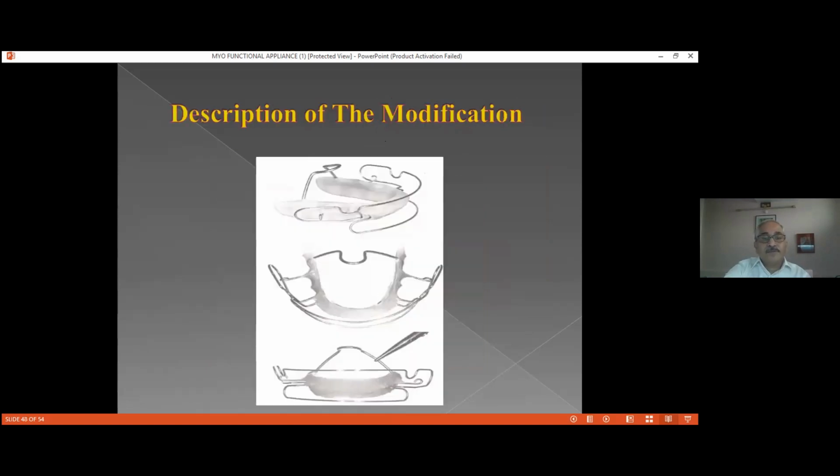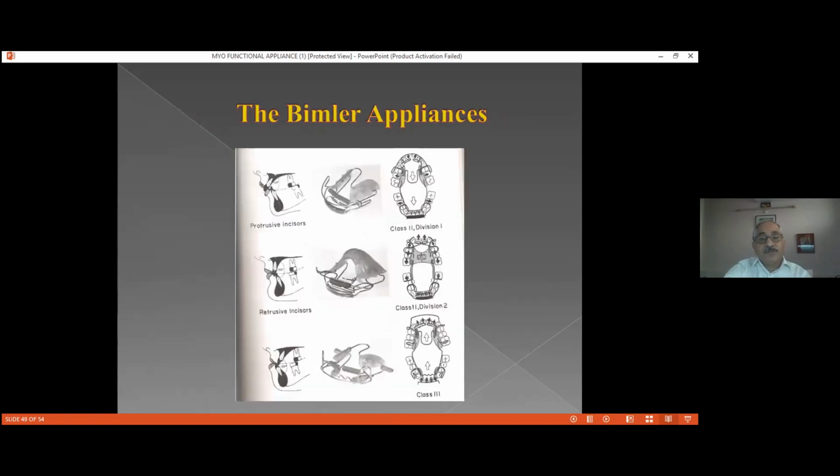Now, these are the modifications of the bionator appliance, which reduces the bulk of the wire and the bulk of the appliance, reduces the acrylic, increases the compliance of the patient, and thereby corrects the malocclusion. Now, Bimler was a German who gave these myofunctional appliance modifications, which have a lot of wire components in them.